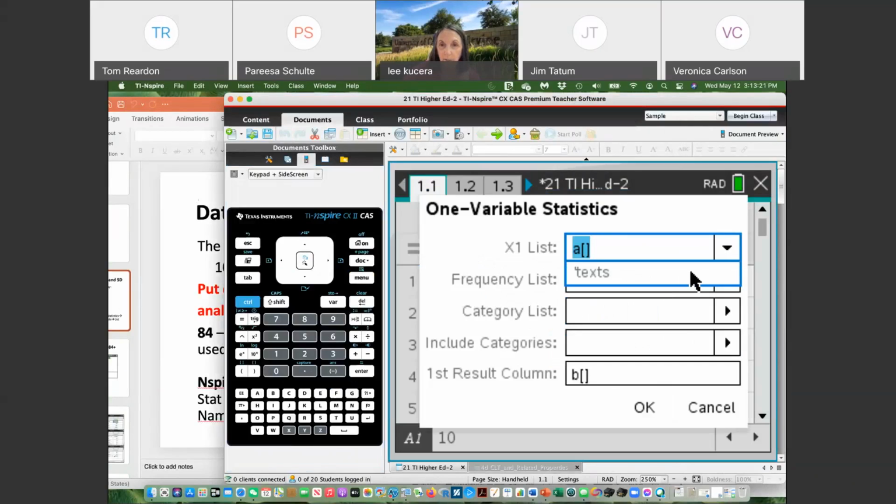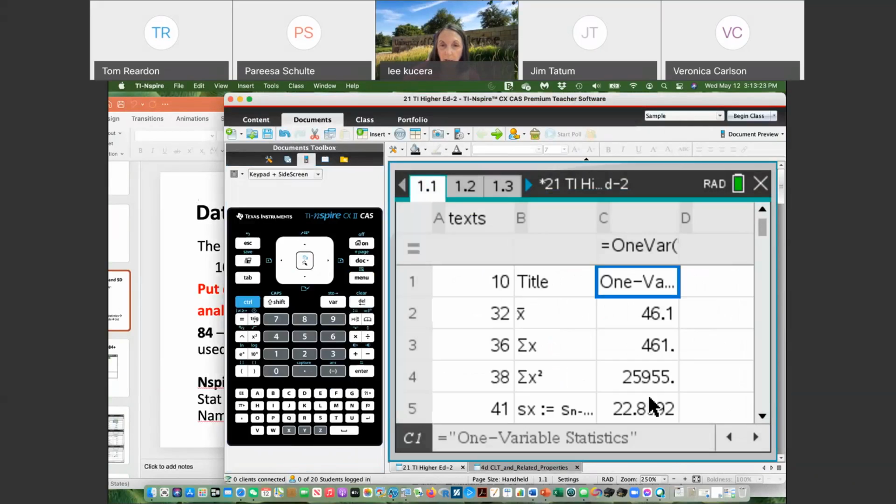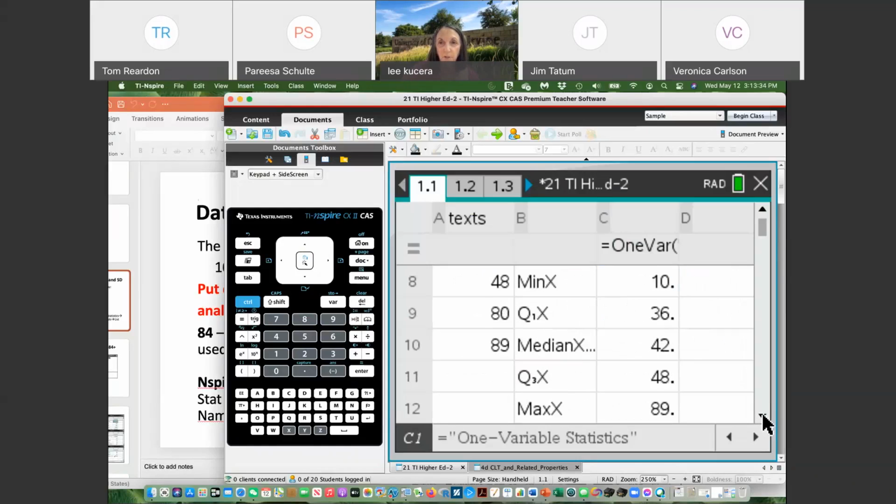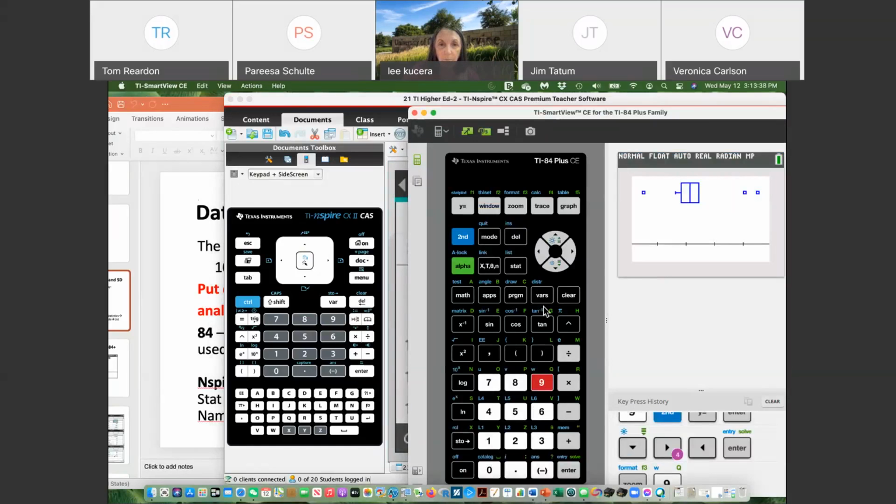I'm going to do it on the Nspire. And there's your standard one variable statistics: mean, sum of x squared. There's your two different standard deviations, your sample and your population. And then underneath that, you get your 5-number summary. Doing the same thing on an 84.